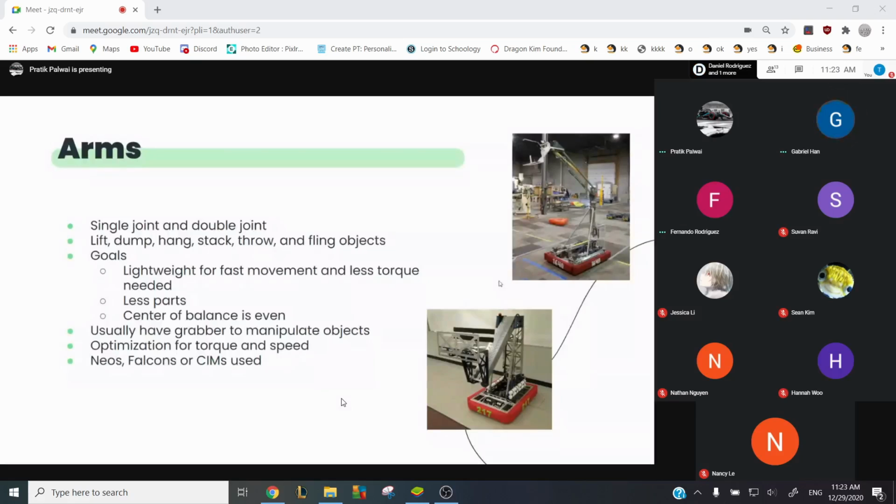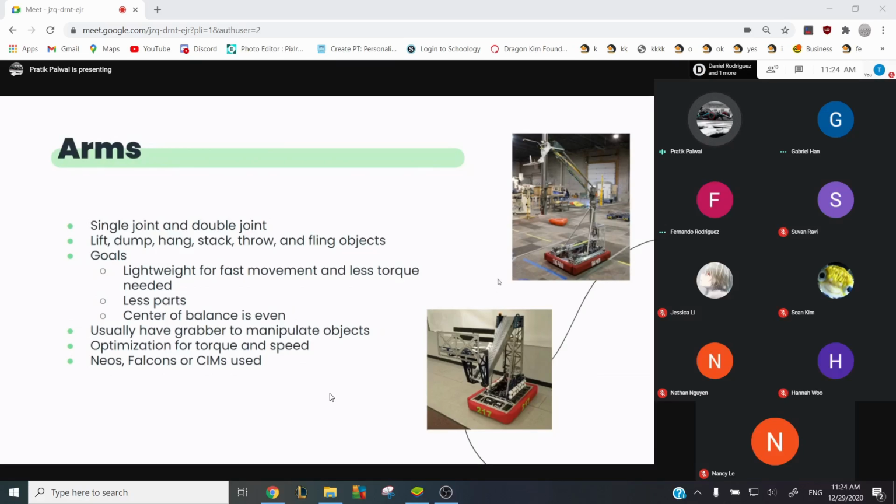Yep. And now arms. There are a couple of arm types in FRC. There are single and double jointed arms. Triple jointed arms exist, but they're complex and not really that common. Arms are used to lift, dump, stack, throw, and fling objects. Most arms are high speed, low torque because they're usually used to lift game pieces which aren't that heavy.